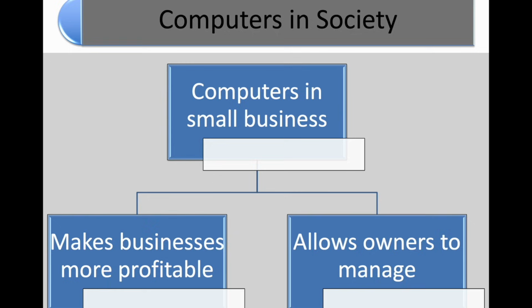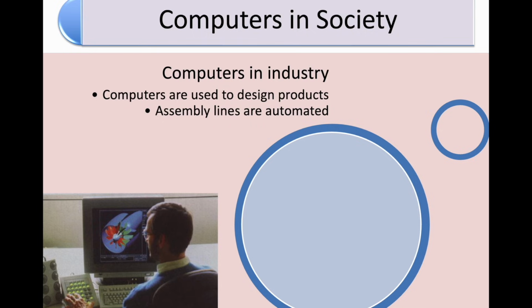Computers in small business make businesses more profitable, and another reason is that they allow owners to manage their business. And what about computers in society? Computers are used to design products, like assembly lines that are automated, or you can design different types of antennas using computers. You can design different types of automation. You can draw building maps using the computer. So computers are very beneficial to industry as well.